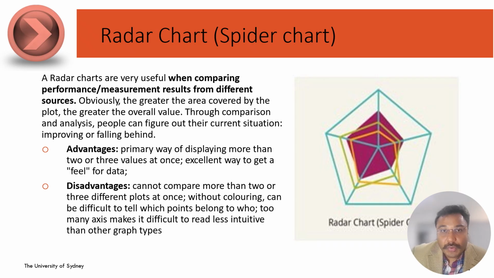Radar charts, also known as spider charts, are used to compare multiple variables at once. They are particularly useful for comparing performance across different criteria. For example, evaluating employee skills such as communication, technical ability, teamwork, and so on. The larger the area covered by the chart, the better the overall performance. One advantage is that they allow comparison of multiple variables in a single visual. They also provide a quick overall feel for the data.